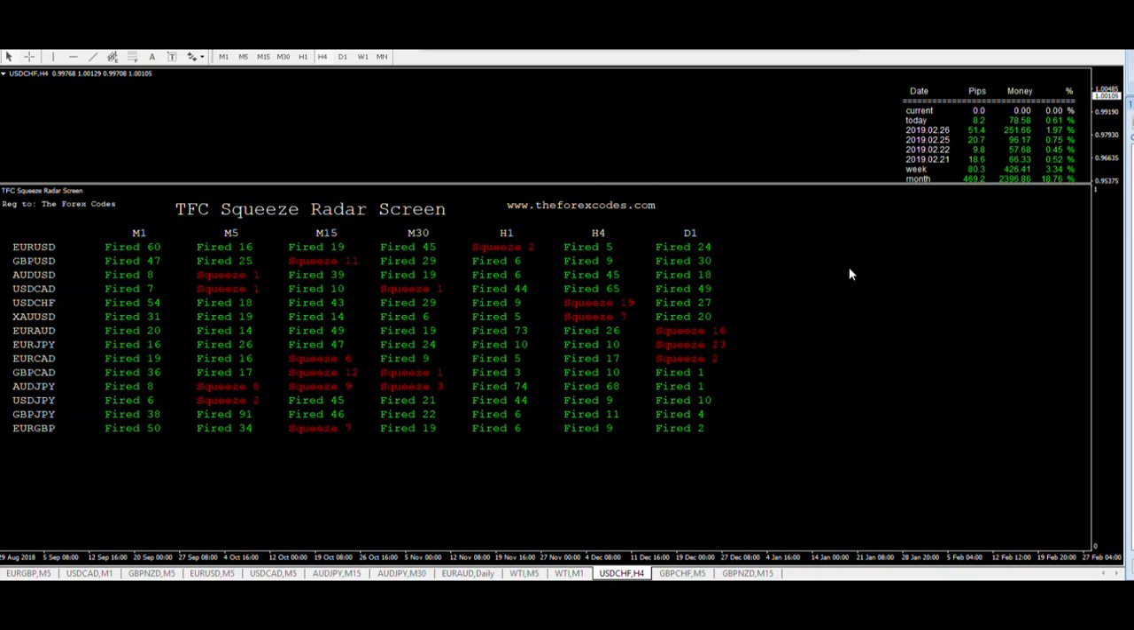All right, that's a TFC Squeeze Radar Screen. I've been using it for years. I had it written for myself. I don't think you'll find it out there, but I will be releasing it soon once I get my commercial head on.